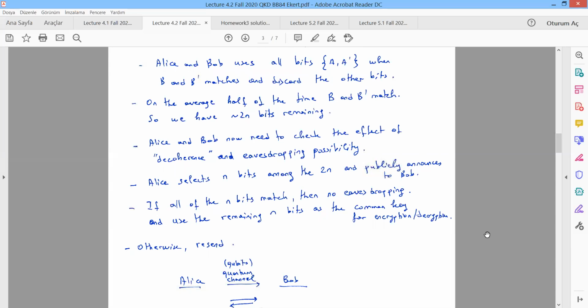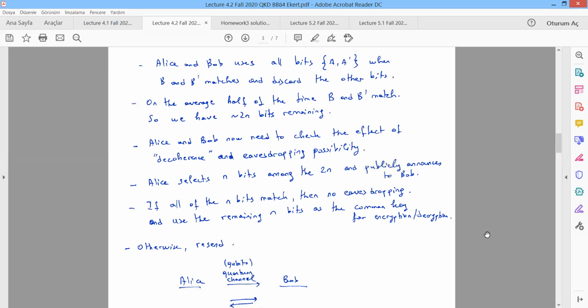So if all of these bits match, if the n bits that Bob has announced match the n bits that Alice has, then that means there has been no eavesdropping. Since Alice and Bob have announced these particular bits publicly, they cannot use them as key. So they discard these n qubits also, but they end up with n bits.